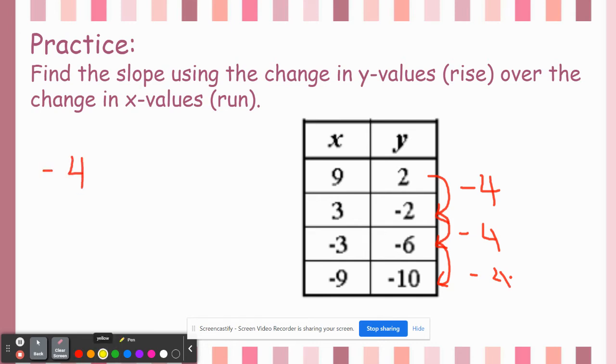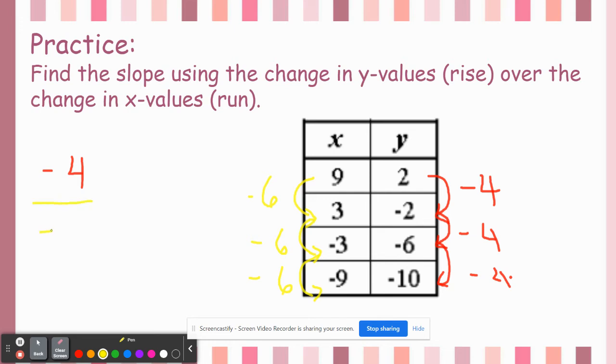Now we're going to do our change in the x. So how do we go from 9 to 3? If you notice, 9 down to 3 means we're going down in value. How much? We're going down by 6. Are we going down by 6 again? Yes, we're still going down by 6. Okay, so we're subtracting 6 each time.